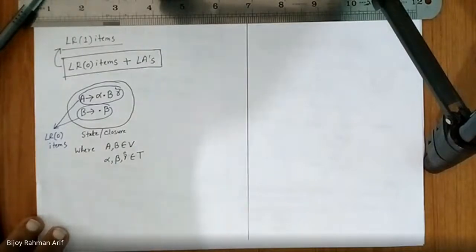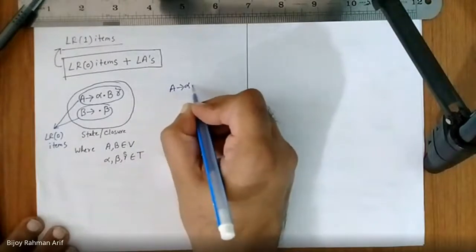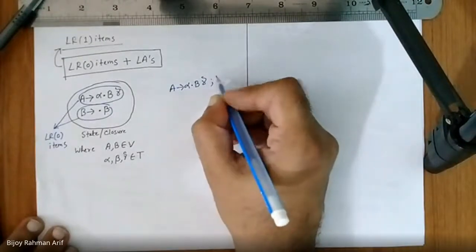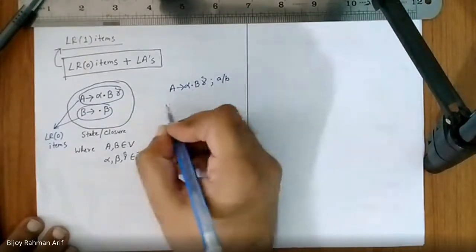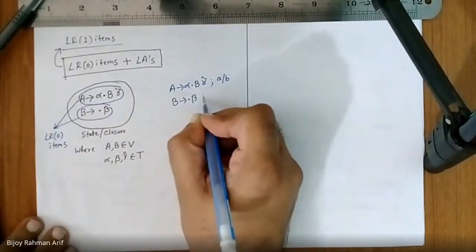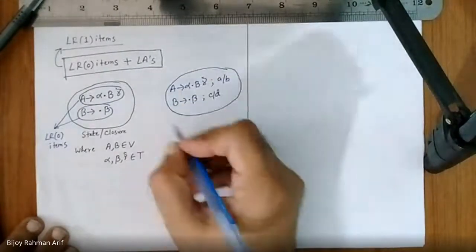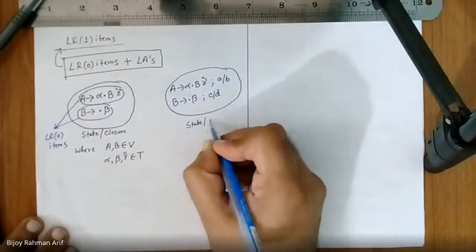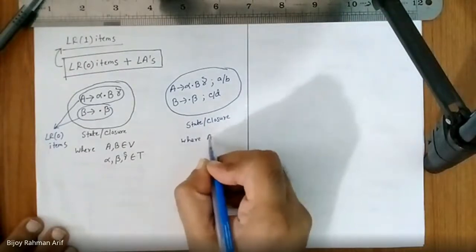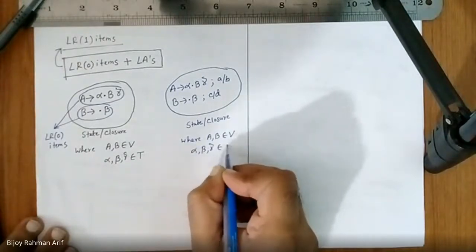Now, what are LR1 items? LR1 items are something like this: A derives alpha dot B gamma. Not only that, after that there might be some sort of look ahead. B derives beta dot C comma D. So this is again a state or closure, where A, B belong to variables, and alpha, beta, gamma belong to terminals.